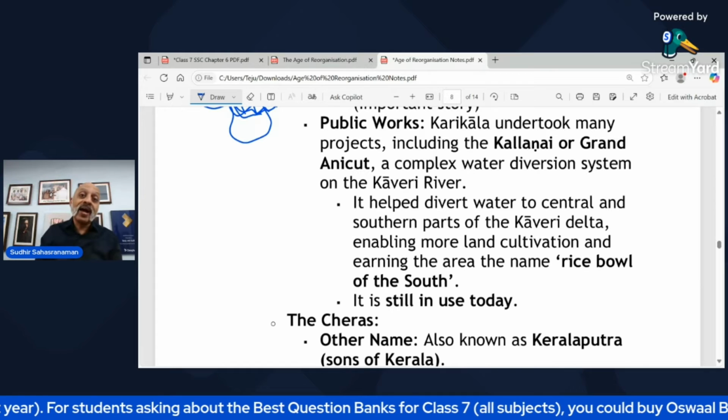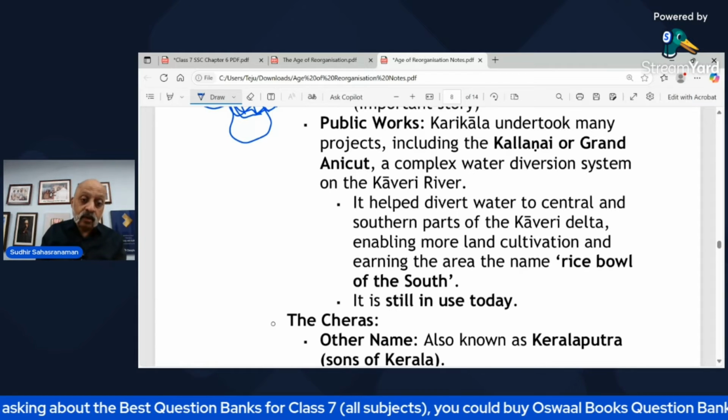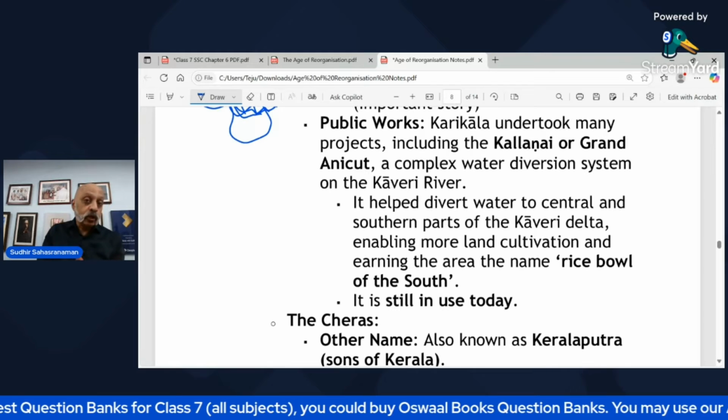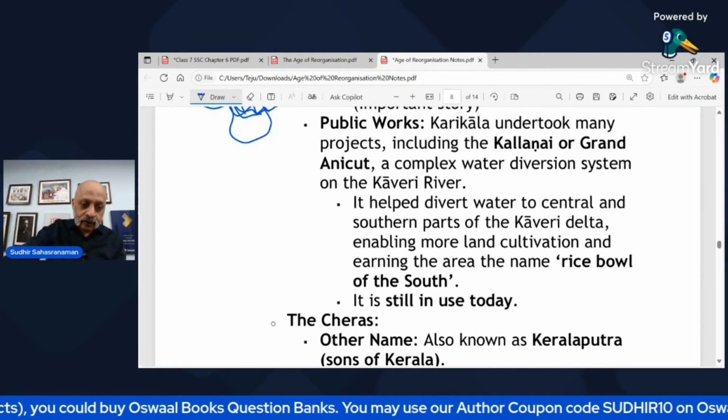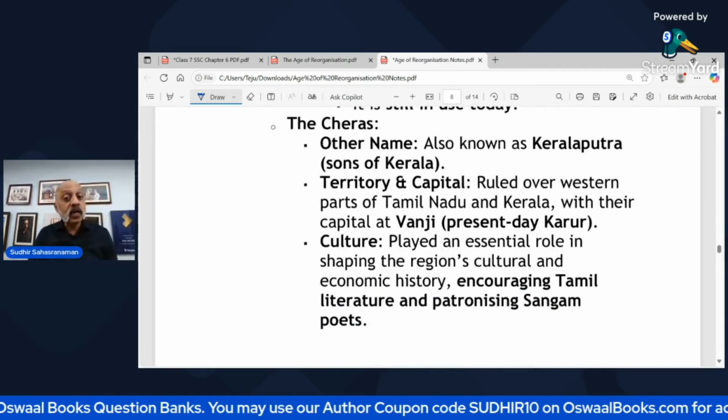That area was known as the rice bowl of the southern part of India, and it is still in use today. So you realize that history has relevance even today, right? Let's now move to the Cheras.